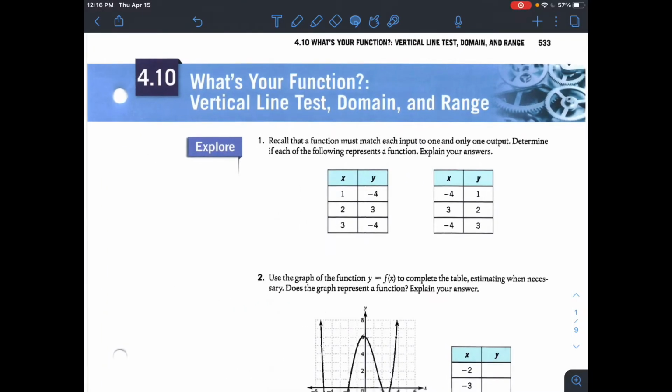All right, so for today we are on 4.10, which is the vertical line test, so determining whether it's a function or not, and then going over domain and range of those functions. So remember that a function must have one input to only one output. So you plug one thing in and you get one thing out. So determine if each of the following represents a function and then explain your answer.